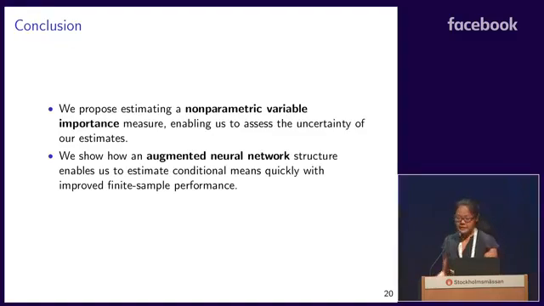So to conclude, we've proposed estimating a non-parametric variable importance measure, and because it's defined on the population and is independent of the estimation method you've used, it enables us to do formal statistical inference. So we have estimates and confidence intervals. And then we're using an augmented neural network that allows us to estimate all of these values computationally efficiently and also gives us improved finite sample performance.